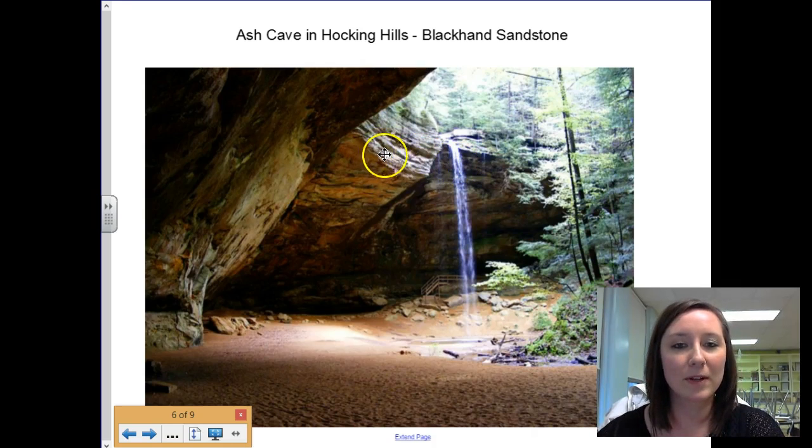So this is called black hand sandstone, and again, you should be noticing that you can definitely see these layers here. So our sedimentary rock is forming in layers. And you can see down here, this is actually the sand, and the sand is a very similar color to the actual rock formation.